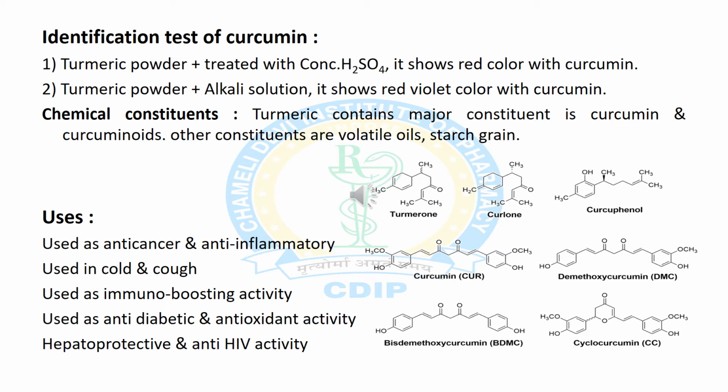And now we will discuss various therapeutic uses of curcumin. It is used as an anti-cancer and anti-inflammatory agent. It is used in cold and cough. It is used as an immunoboosting agent. It is used as an anti-diabetic and antioxidant agent, and it is used for hepatoprotective activity and anti-HIV activity.